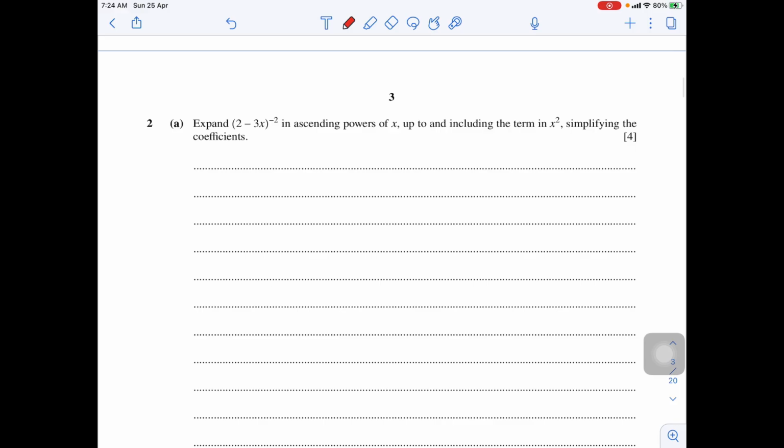Question 2a. Expand 2 minus 3x to the power negative 2 in ascending powers of x up to and including the term in x squared, simplifying the coefficients. So first I have to write the formula. That's 1 plus x to the power n can be written as 1 plus nx plus n n minus 1 over 2 factorial x squared plus n n minus 1 n minus 2 over 3 factorial times x cubed and so on.